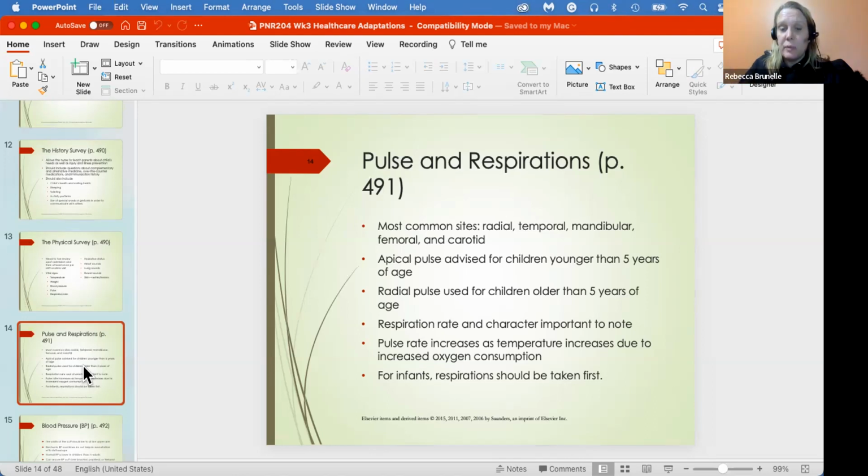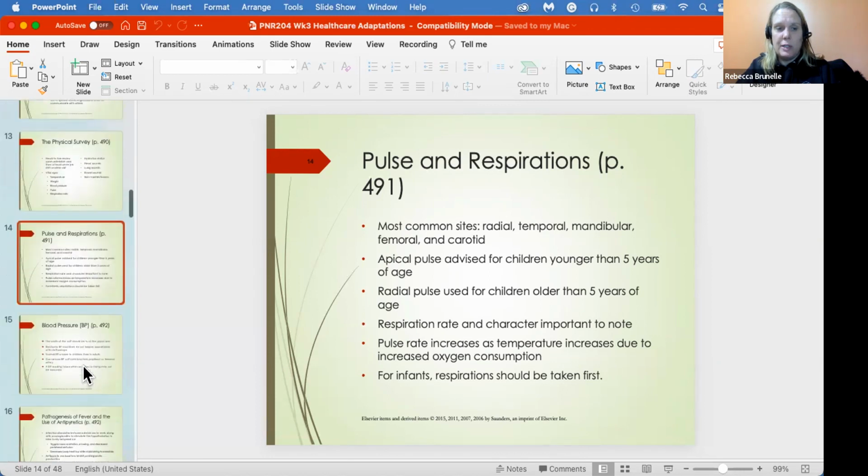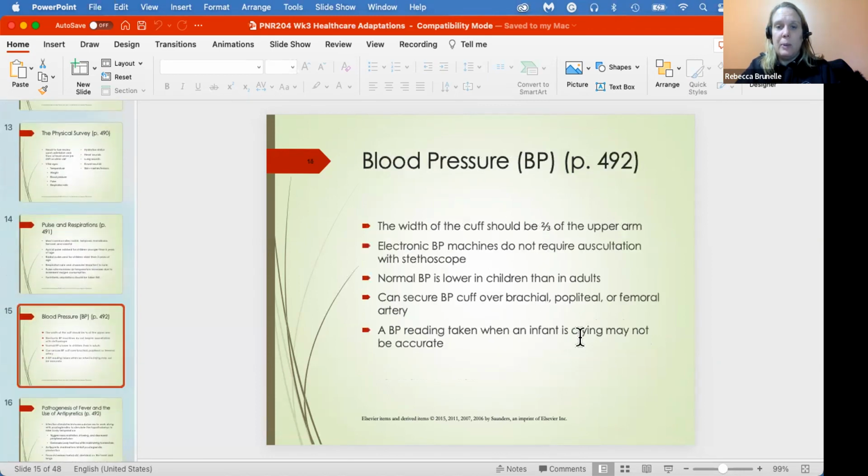And then the respiratory rate tends to be faster. And if at all possible, you should get their respiratory rate when they're calm. Otherwise, it can throw your vital signs off. And then the blood pressure.